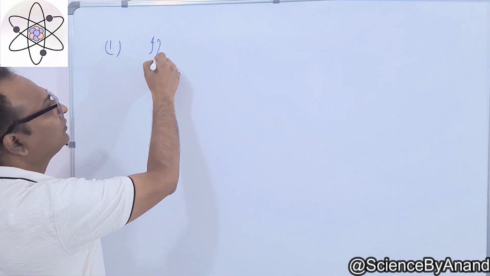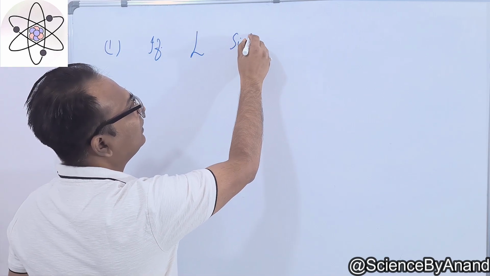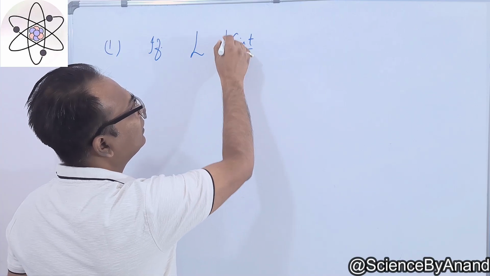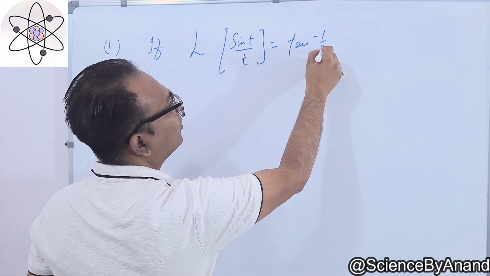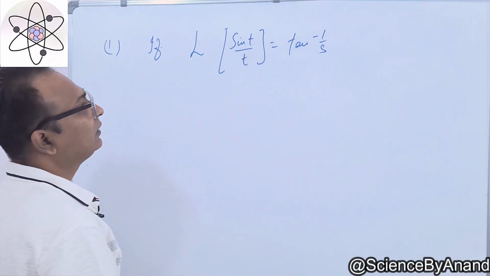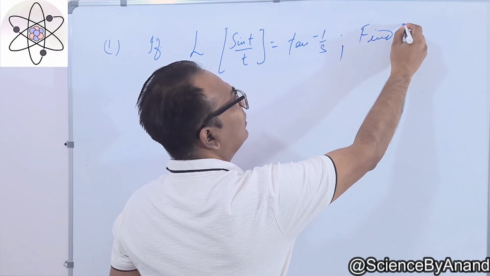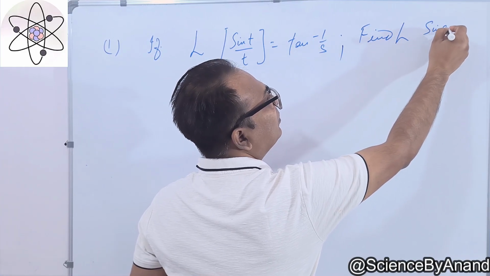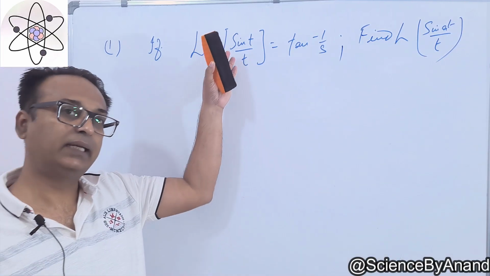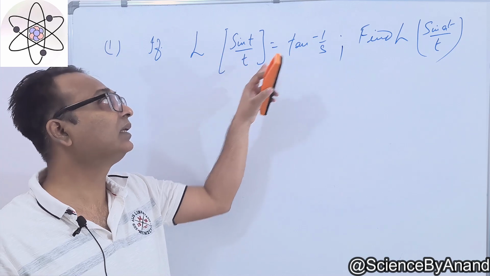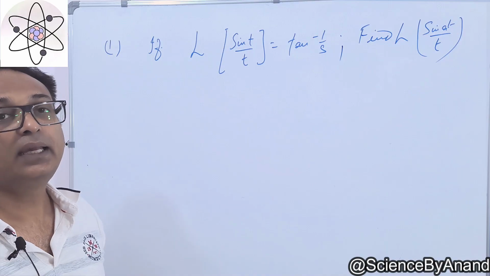it says, if the Laplace transform of sin t by t is tan inverse 1 by s, then find the Laplace transform of sin at by t. This is our question. We have sin t by t. The Laplace transform of sin t by t is equal to tan inverse 1 by s. Then it says find the Laplace transform of sin at by t.